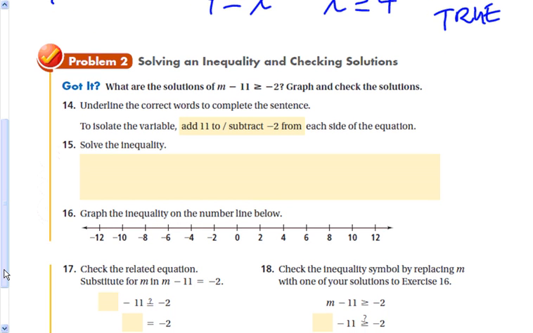So if we're trying to solve m minus 11 is greater than or equal to negative 2, to isolate the variable, we are going to add 11 to each side of the inequality. So that's going to look like this.